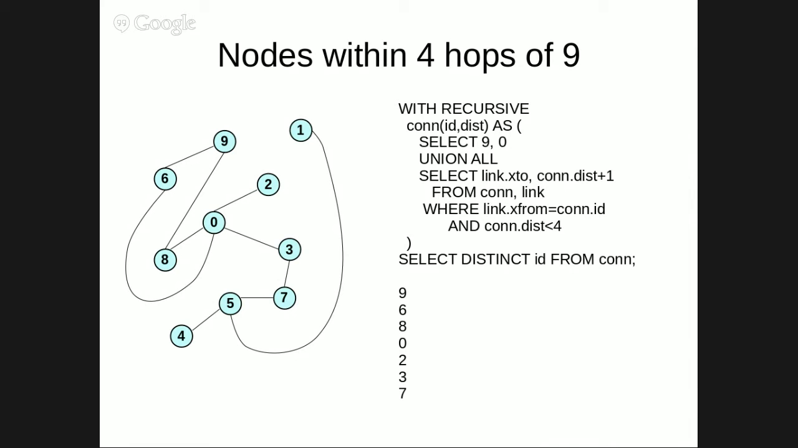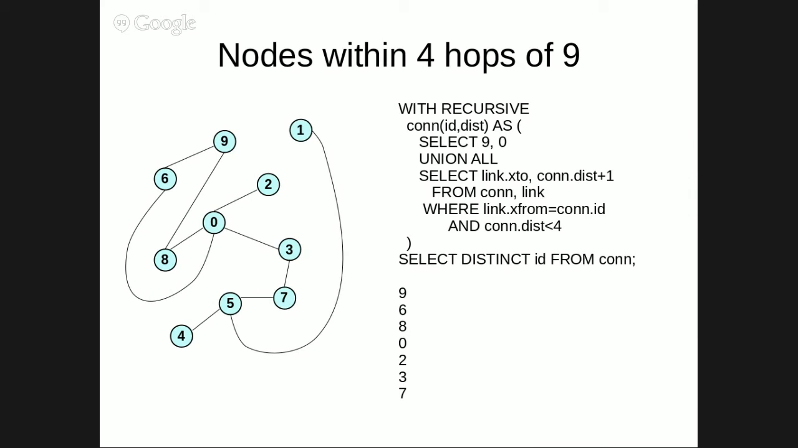I do a union all, and then I say the next link is where we're going to. We increment the distance, join on the connection where we're coming from, and where the connection is less than 4. Now there is some duplication here because there are multiple paths to get to the same spot, and so I have to add the distinct down here at the bottom. And sure enough, this shows me 9 to 6 and 8, to 0, to 2, to 3, and to 7, and then it stops.